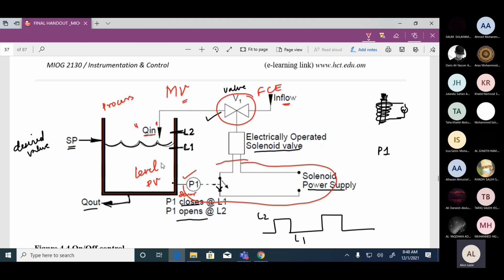The process variable is level. The final control element is the valve. And here you have a combination of the sensor and the controller together.